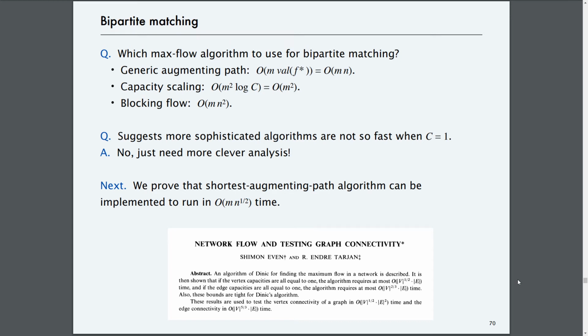If we use the generic augmenting path, then it's going to be O of m times n. If we use the capacity scaling algorithm, it's going to be m squared, and blocking flow is m times n squared. So does this mean that the sophisticated algorithms are worse when the capacity is so low? In fact, it just needs some more clever analysis. If we use the shortest augmenting path algorithm, we get something which is m times the square root of n.